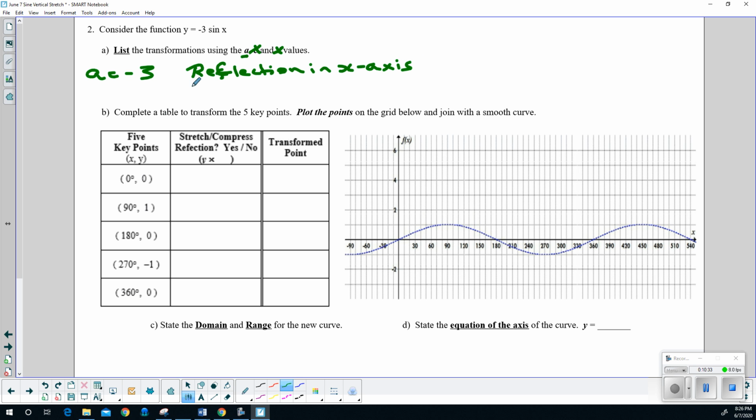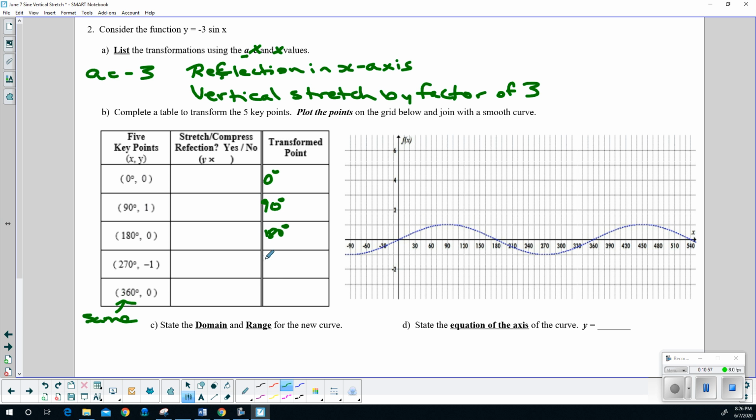And that 3 means I have a vertical stretch by a factor of 3. Okay. So my x values, again, I haven't done anything to them, so they're going to stay the same. So it's still 0 degrees, 90 degrees, 180 degrees, 270 degrees, and 360 degrees. So all my x values stay the same.